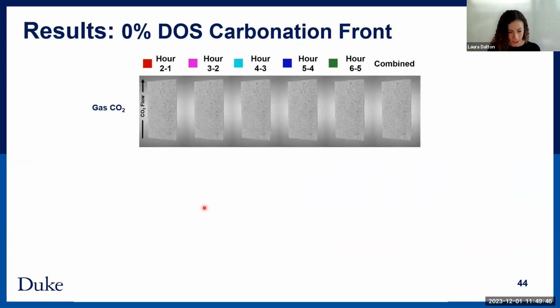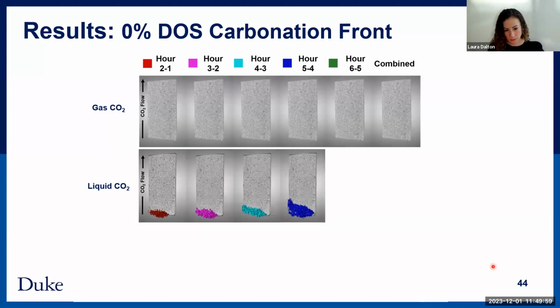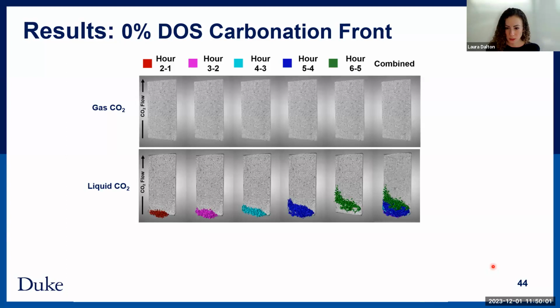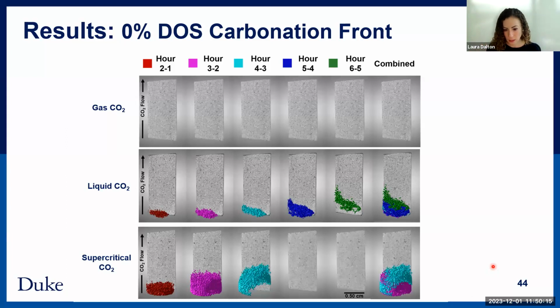So for gas CO2, we didn't really see anything when we have basically a dry system, which I expected. You don't have as high of a concentration of CO2 with gas. Whereas liquid, it was very slow, very much looks like diffusion, just kind of moving up gradually. And then supercritical CO2, whatever moisture was there, it reacted with rapidly and then just kind of fizzled out, which was really interesting.